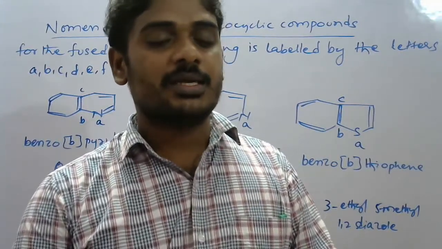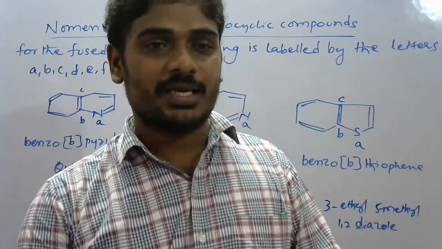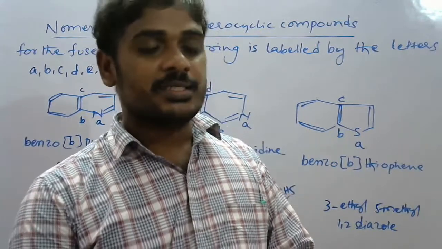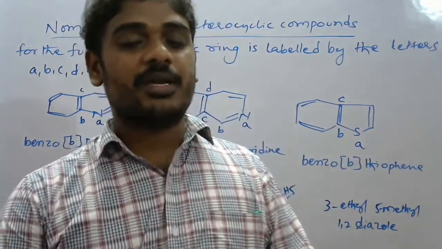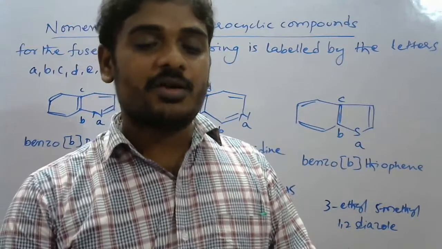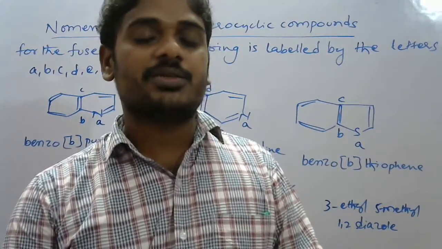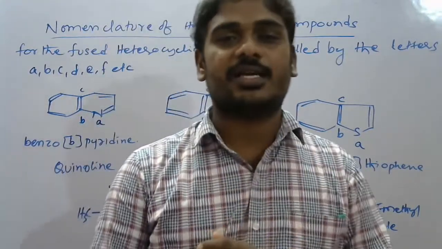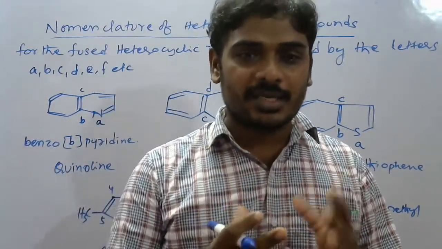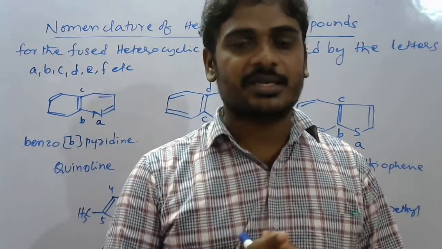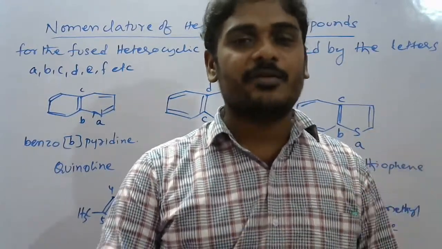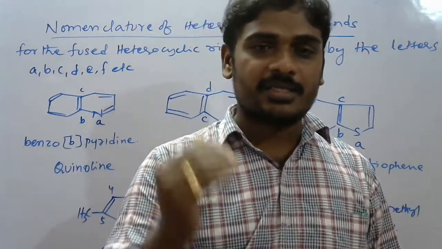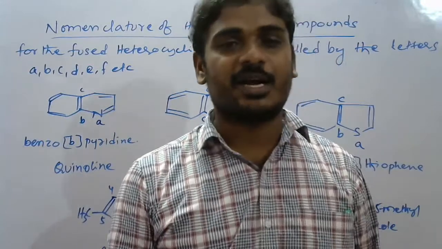So in this case, they are called pi excessive heterocyclic compounds. Pi deficient heterocyclic compound means a heterocyclic system in which the heteroatom withdraws electron density from the ring. Simply put, a pi excessive heterocyclic compound is one in which the heteroatom's lone pair is involved in the delocalization of the ring.